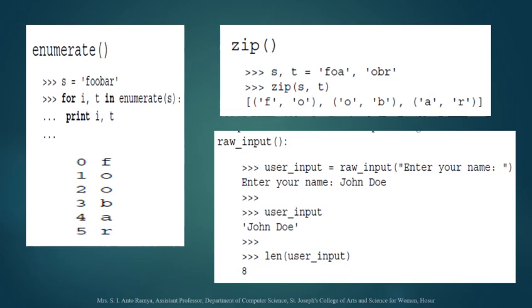Raw input, so it is similar to our input statement. This input statement was used from Python 3. Before Python 3, raw input only was used. So it is the same, there is no difference. See the example, user input is equal to raw input of enter your name. So enter your name will be printed. John Doe is the value that is given. If you print user input, it is going to print John Doe within single quotes. And length of user input is 8. 1, 2, 3, 4, space, 5, 6, 7, 8 will be printed.